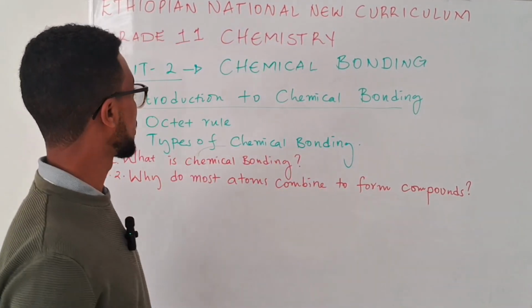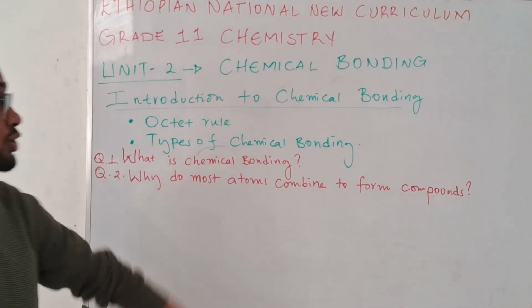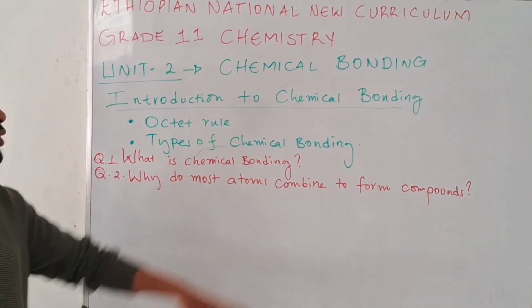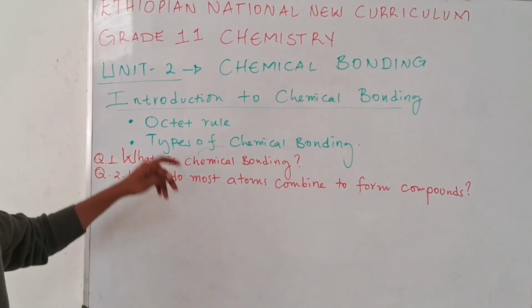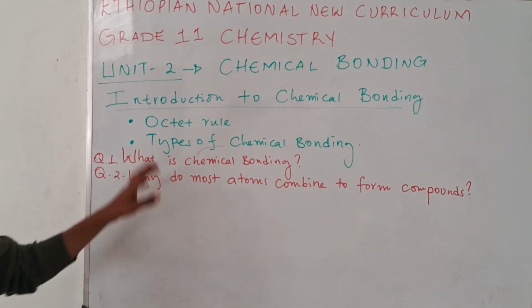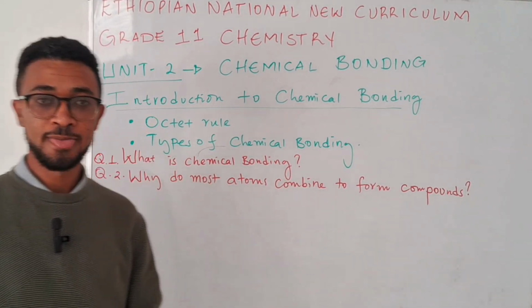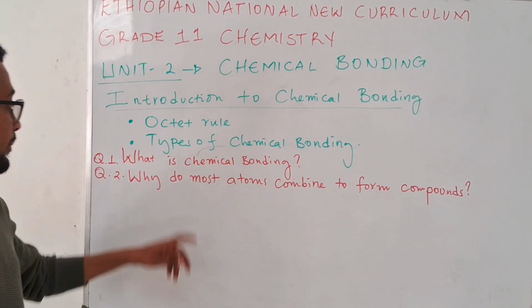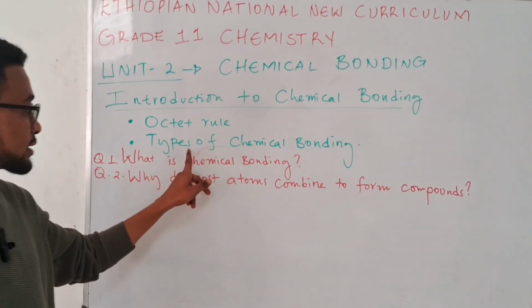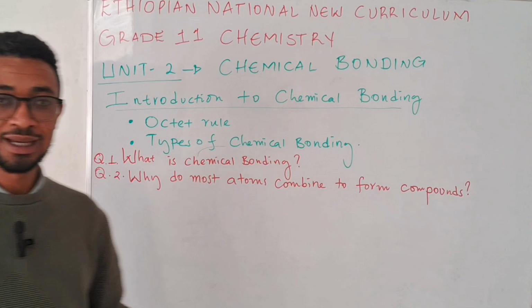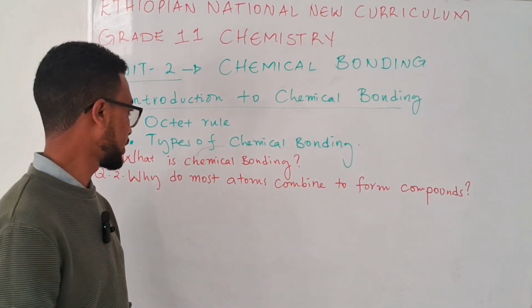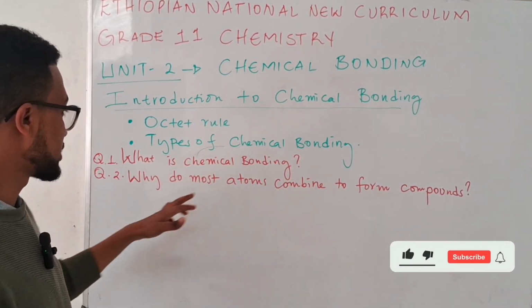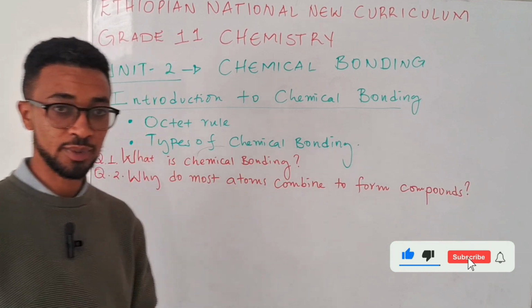Today we're going to discuss chemistry from the Ethiopian National Curriculum, which is the new curriculum. We're going to focus on grade 11 chemistry, unit 2, chemical bonding. In this video, we'll focus on the introduction to chemical bonding, mainly two topics: the octet rule and types of chemical bonding. But before diving into the concept of chemical bonding, let's do these two startup activities.